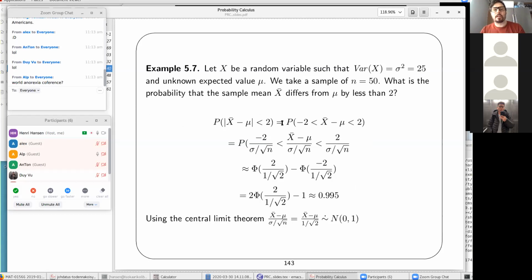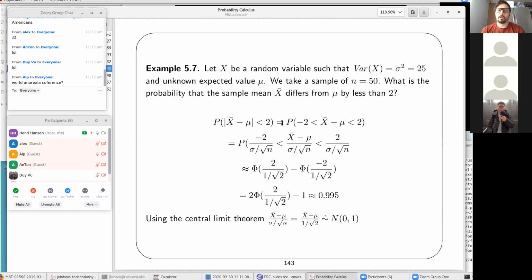Here's another example. Let's say that we have a random variable and we know the variance and unknown expected value. So we know the variance is 25, and we take a sample of size n. Let's assume now that n equals 50 is large enough.